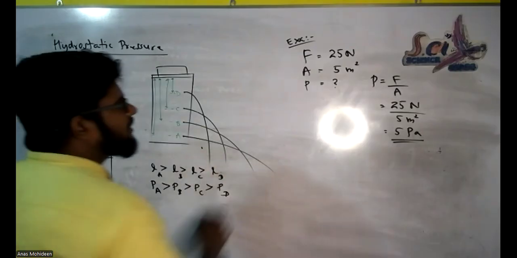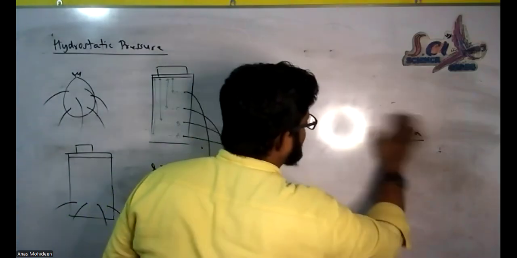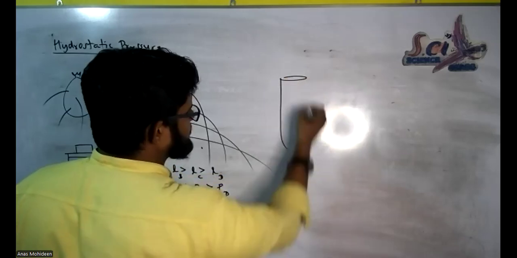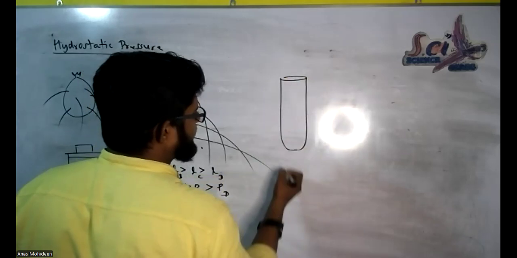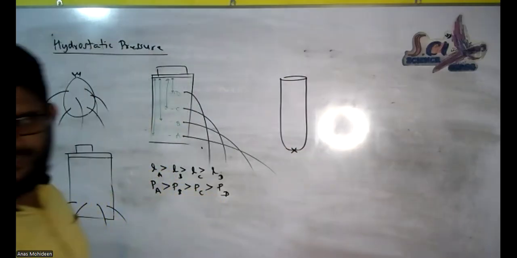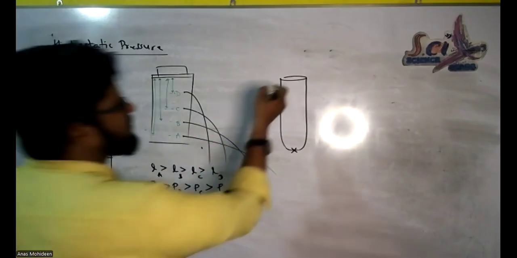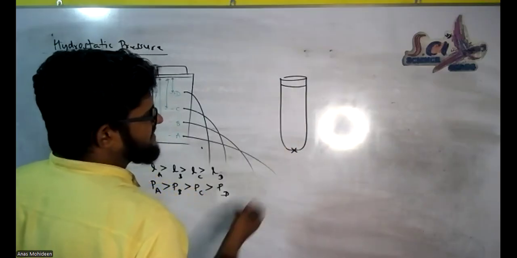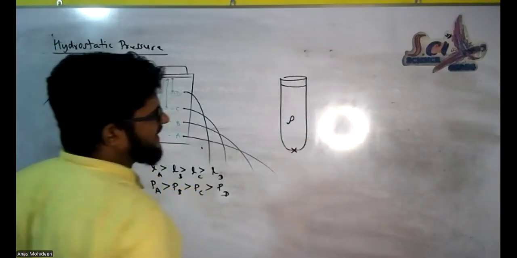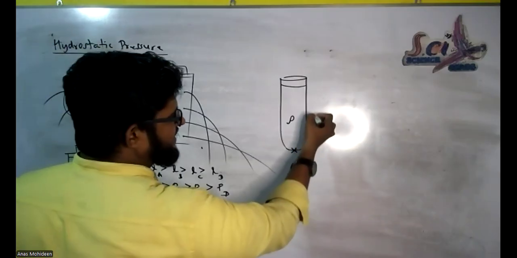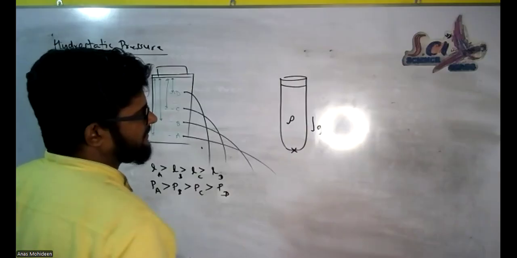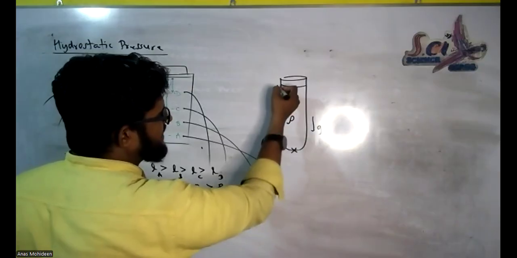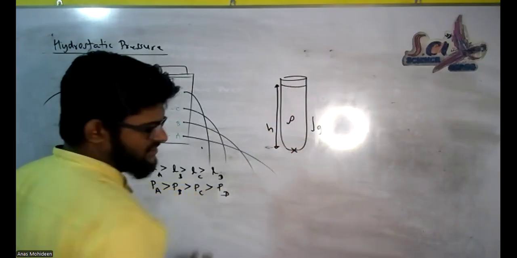Right. Now, how do we calculate this pressure? I'm going to take a container like this, a tube. Right. I'm going to measure the pressure at the bottom. So this is the liquid I have. The liquid does have a density. I take the density as rho. And there's a gravity down, right? It is G. And the height of the liquid column here, up to this point, I take it as the height H. Right?